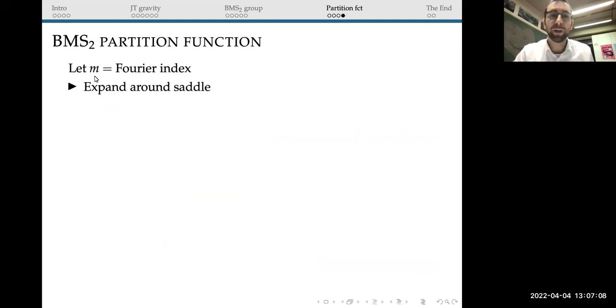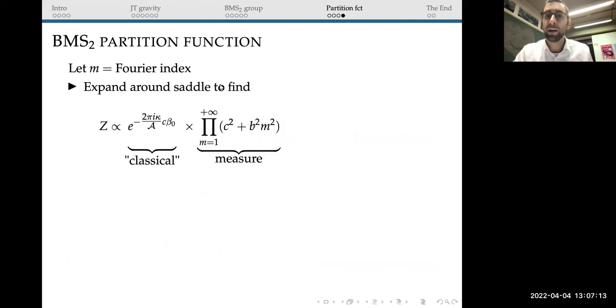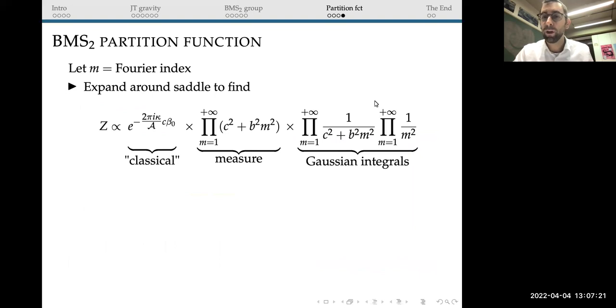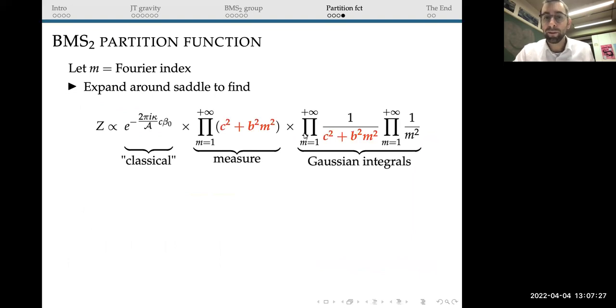And so if I let M be a Fourier index and expand around the saddle point, the partition function I find is a classical term times the term coming from the measure, the Pfaffian of the Kirillov-Kostant symplectic form evaluated at the identity, times the result of whatever Gaussian integrals are here on the right-hand side. Notice first that this Pfaffian in the measure is going to cancel the result of those Gaussian integrals. At least it's going to do so for most generic values of C and B. Of course, if C over B happens to be an imaginary integer, there's going to be some divergence here. It's not a divergence actually, it's just a direction over which you should not even integrate.